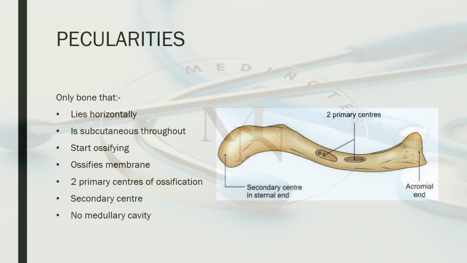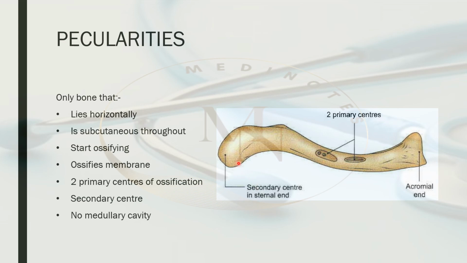It starts ossifying early, and it also ossifies in membrane. So there are two primary centers of ossification, which is very important. You need to tell this in your viva. These are the two primary centers. Among this, one primary center arrives at the 5th to 7th week, and this fuses by the 45th day. And I'm talking about these two primary centers.